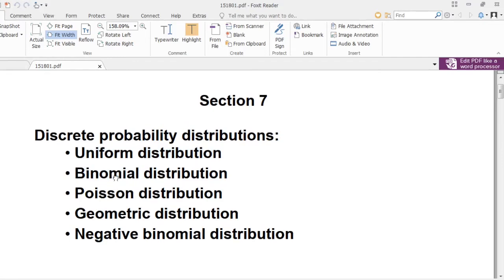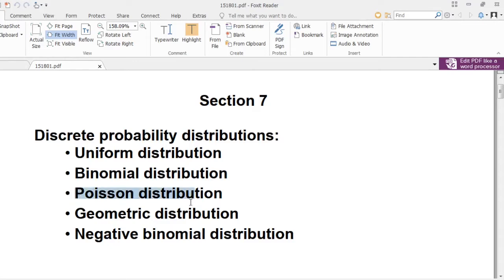The second one is the binomial distribution, when you have a trial. When you do a trial like tossing a coin and you get head or tail, you have a trial and you have two outcomes. For example, in tossing a coin you have head and tail. In doing an experiment you have success and failure, and so on.